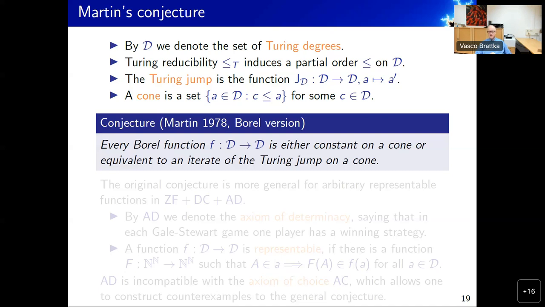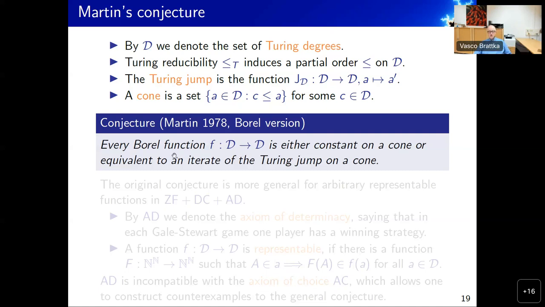It says that every Borel function on the Turing degrees is either constant on a cone or equivalent to an iterate of the Turing jump on a cone. So that is basically saying that essentially there are no other functions on the Turing degrees but the constant functions and the iterates of Turing jumps. And essentially here means at least on a cone. A cone is a set that is given by some Turing degree C, and we look at all the points above that point and we call it the Turing cone or cone of that point. So of course, these functions can have, for instance, finitely many exceptions, but essentially, on a cone, these functions are either constant or equivalent to an iterate of the Turing jump.